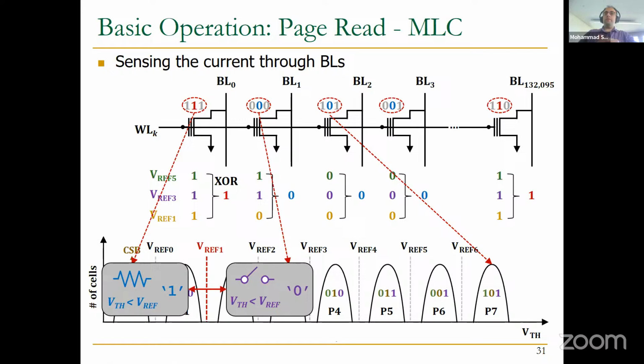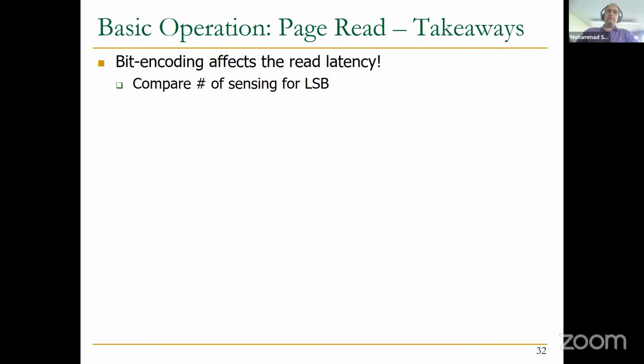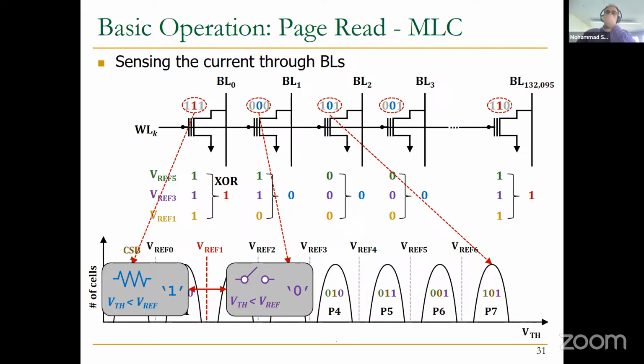Any questions? Okay. So now let's conclude this read with some takeaways. Bit encoding affects the read latency. As we see here, in this encoding technique, in order to read CSB we had to do three sensings, right? So every read is actually three reads, and that can be quite costly.